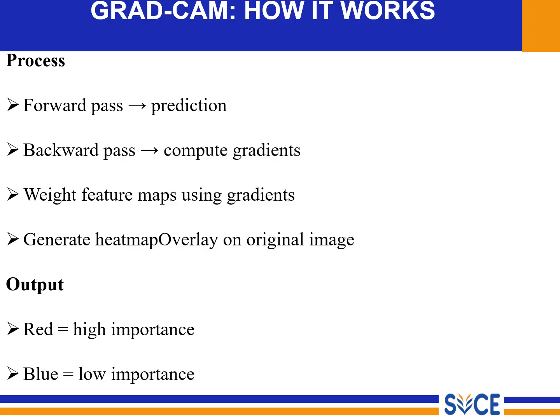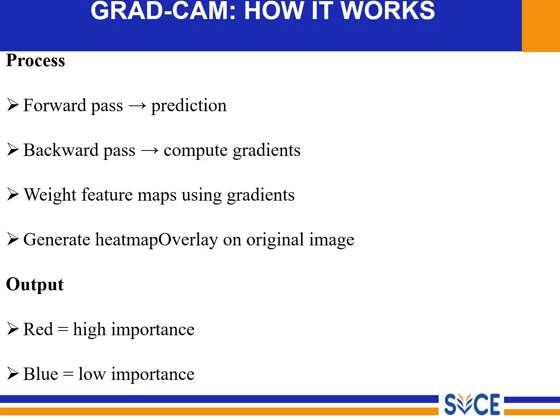Now the Grad-CAM process, which means how it works. The process involves many steps. First, a forward pass is performed where the input image is passed through the network to get a prediction. Next, a backward pass is done to compute gradients with respect to the target class. These gradients are then used to weight the feature maps. Finally, a heat map is generated and overlaid on the original image.